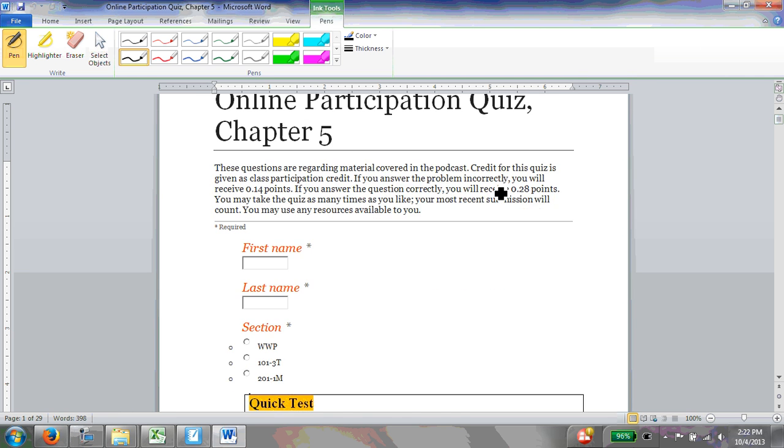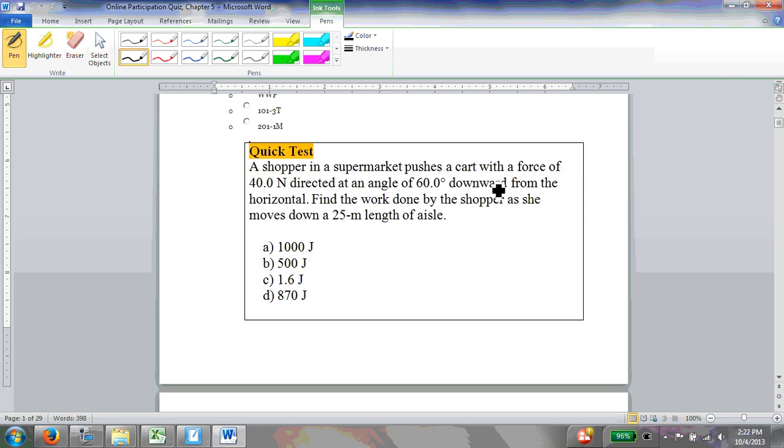All right, this is the quiz for chapter 5. A shopper in a supermarket pushes a cart with a force of 40 newtons directly at an angle of 60 degrees downward from the horizontal. Find the work done by the shopper to move down a 25-meter length of aisle.